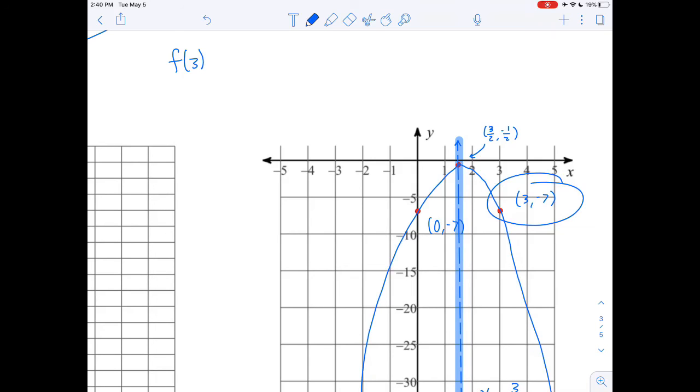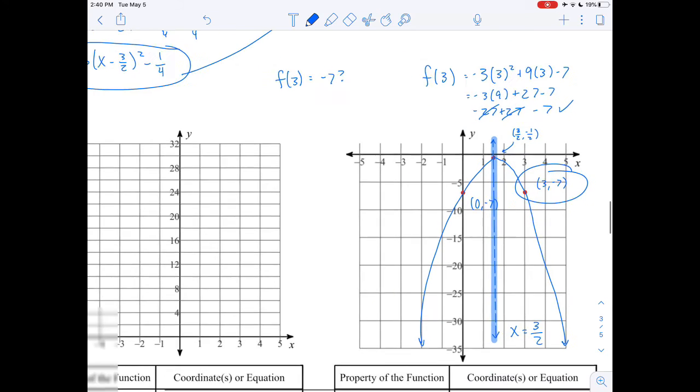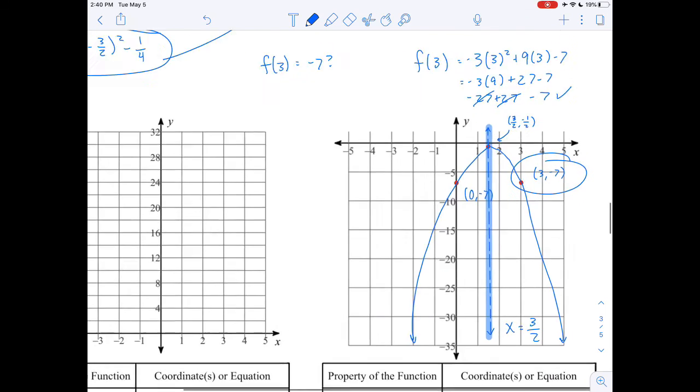And I mentioned that I want to test this point for my input of 3. So f of 3, and let's see if that determines negative 7. Well, f of 3 would be negative 3 parentheses 3 squared plus 9 times 3 minus 7. And this would give me negative 3 times 9 plus 27 minus 7. This would be negative 27 plus 27, which would cancel and give me negative 7. So that works, and we know that the axis of symmetry holds up.